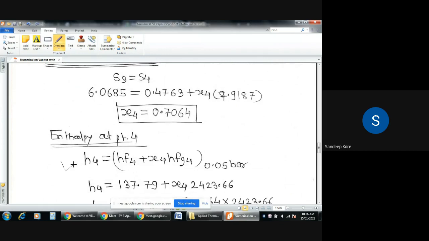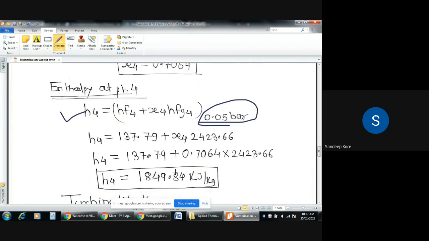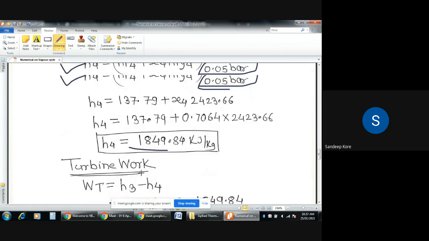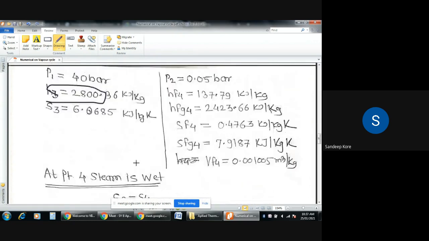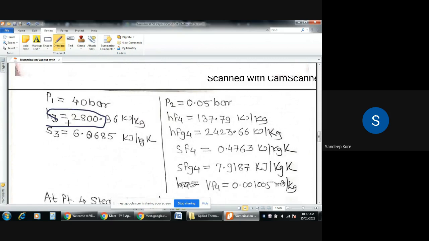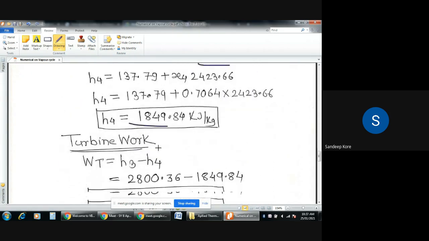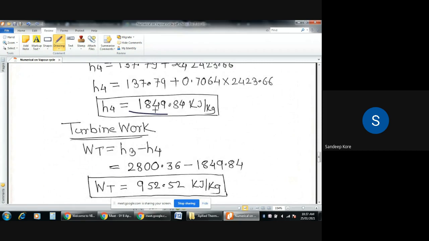H4 is the enthalpy of the fluid stream, equal to HF plus X into HFG. Why is it 4? Because it is state point 4 and the pressure is the condenser pressure. So we are getting H4 as 1849, and H3 is 2800. So 2800 minus 1849 is the turbine work.